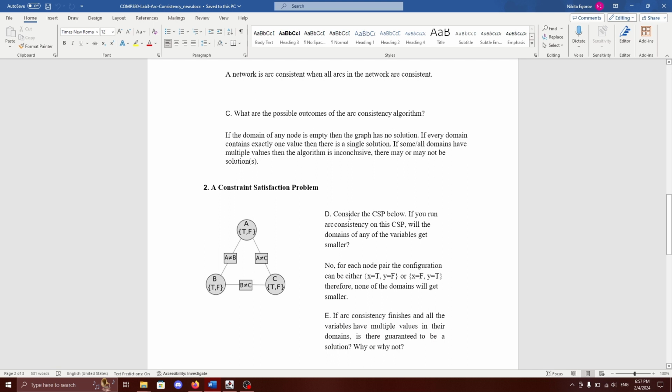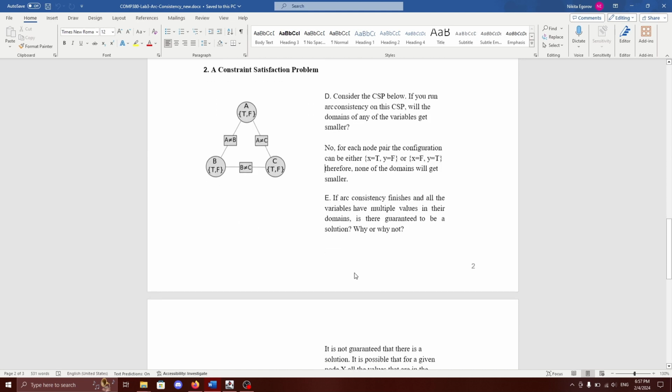For part 2, part D asks, if we were to run arc consistency on this graph, would the domain of the nodes change? And it will not change. Essentially, for each value in all of the nodes, you can find a value in another node that will satisfy the constraint, right? So if A is true, C can be false, B can be false. If A is false, C can be true, B can be true, right? And it's the same for every node. So none of the domains will be reduced after running arc consistency.